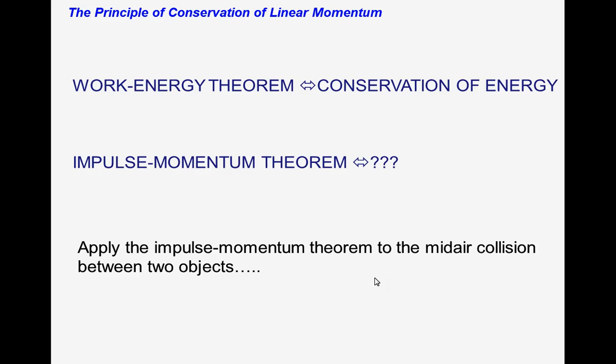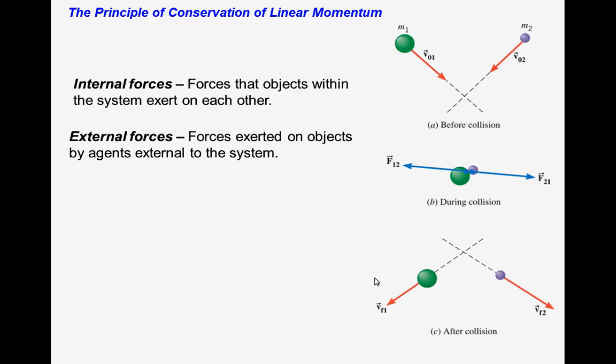The work energy theorem is related to conservation of energy. The impulse momentum theorem, then where does that come in? Well, if we apply the impulse momentum theorem to a mid-air collision between two objects, we would find that there are internal forces, that the objects, as they interact with each other, they each carry some x-axis velocity into the collision, some x-axis momentum, and they are both subject to y-axis acceleration due to gravity.